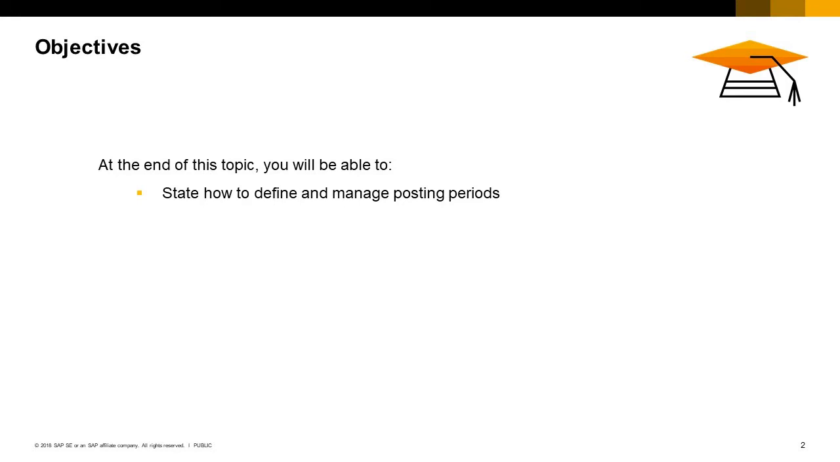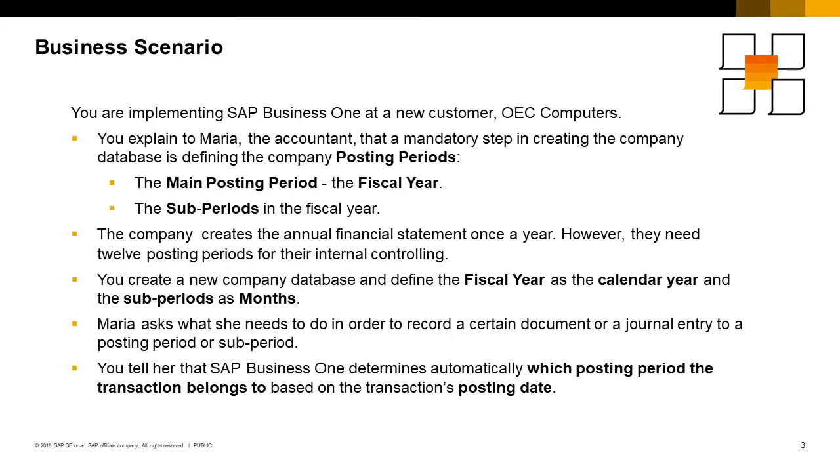After completing this topic, you will be able to state how to define and manage posting periods. You are implementing SAP Business One at a new customer, OEC Computers. You explain to Maria, the accountant, that a mandatory step in creating the company database is defining the company posting periods. You define the main posting period, the fiscal year, which usually corresponds to the calendar year, and then the sub-periods in the fiscal year.